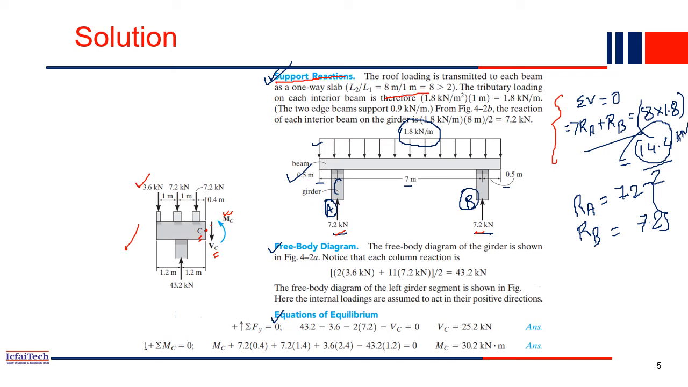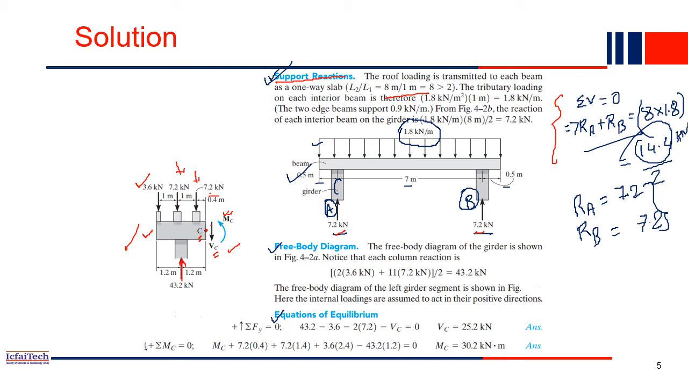So now 7.2 is the reaction. Now this is the main girder. Each girder will experience a 7.2 kilonewton force downward. If we draw the free body diagram, this is the free body diagram. So how much will be the total reaction in the girder? The reaction in the girder will be a total of 7.2 kilonewton.